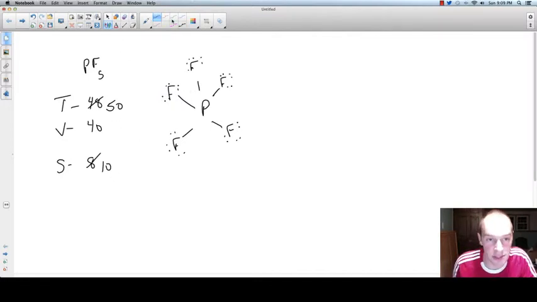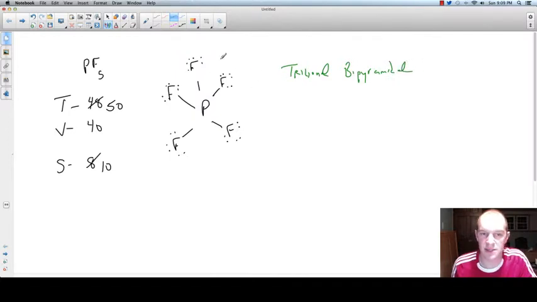Now, just to get an appreciation of what's going on with the VSEPR structure, we can see that there are 5 areas of electron domain density, 1, 2, 3, 4, 5. All of them are bonding, so that's going to tell us that we're going to be trigonal bipyramidal, both for electronic domain geometry and for molecular geometry.